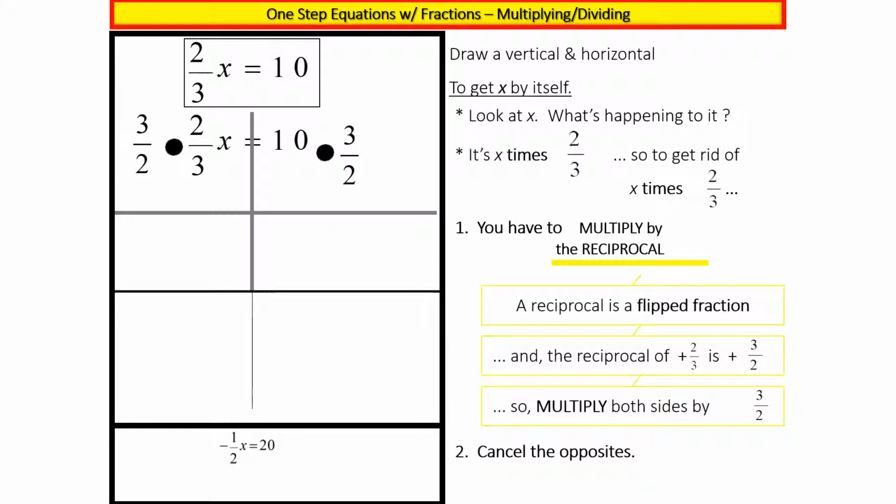On the left-hand side, there's a 3 in the numerator and a 3 in the denominator, and a 2 in the numerator and a 2 in the denominator. So those are all going to cancel, leaving x alone.